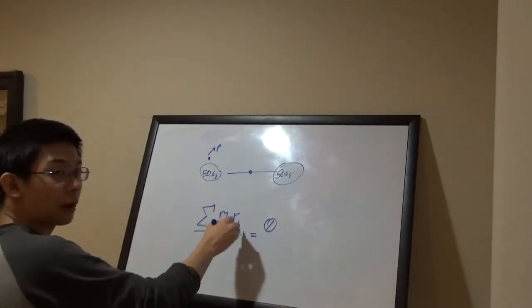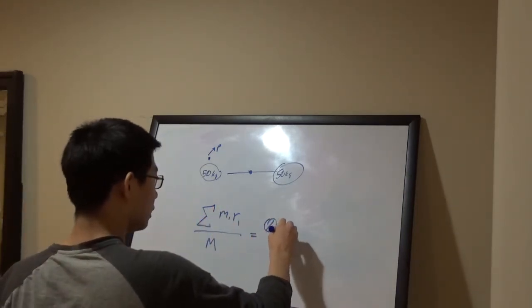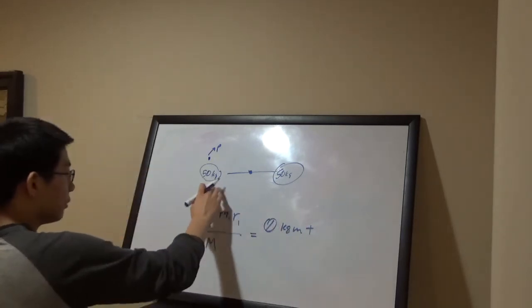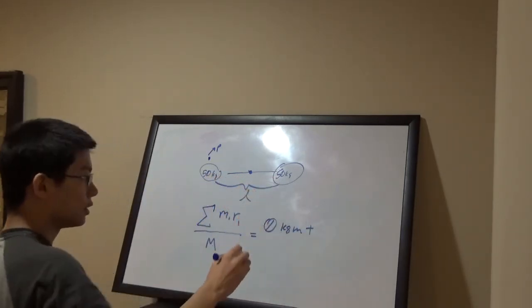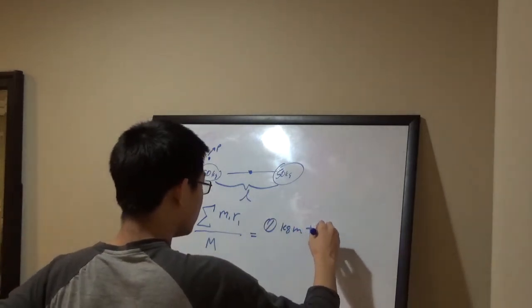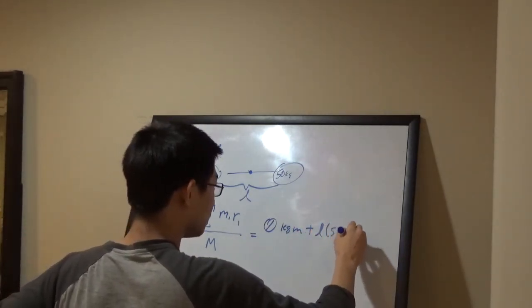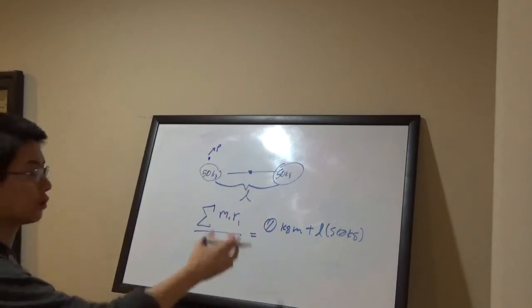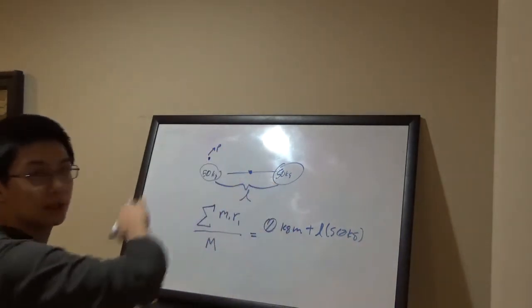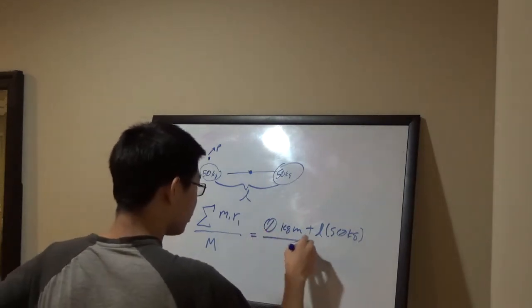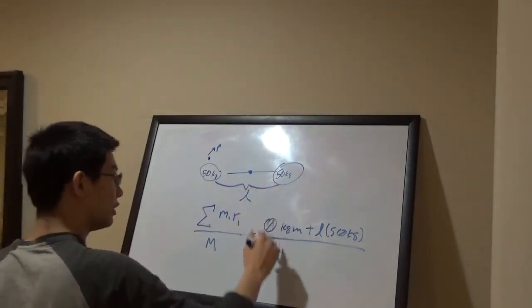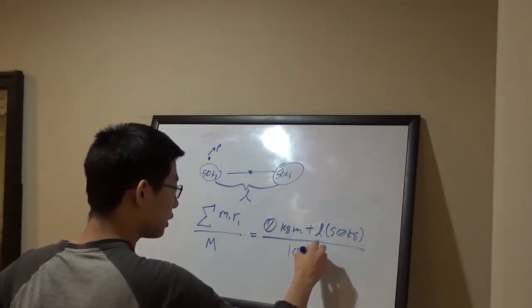And then remember kilograms times meters is my unit. Plus this, so let's say this is some distance L. So plus L multiplied by 50 kilograms, and that's all our masses. We have this mass, assume this thing is massless. Then we have to divide by our total mass, which is just 50 plus 50 kilograms, so 100 kilograms.